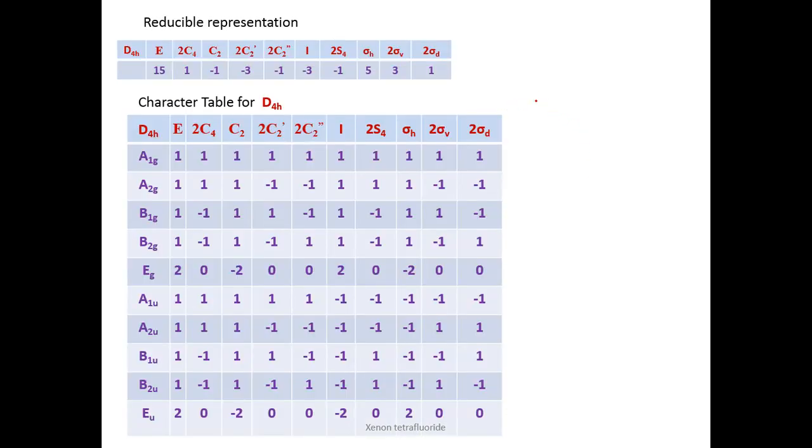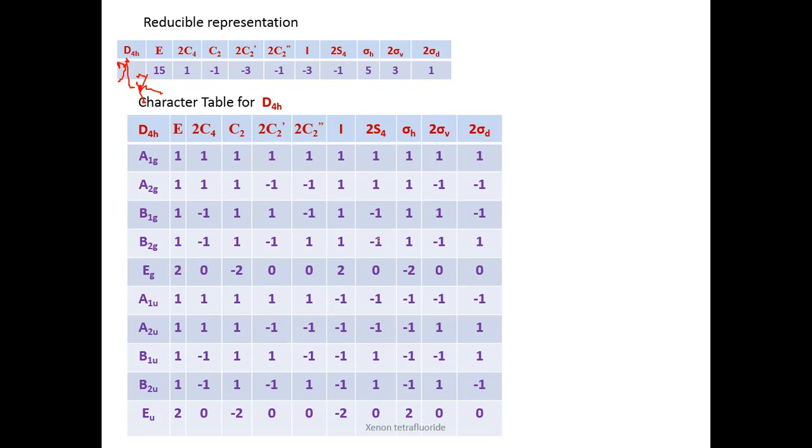First, what we have written here is the reducible representation chi r. These are the numbers which we found out: 15, 1, minus 1, minus 3, minus 1, minus 3, minus 1, 5, 3, 1. The point group is D4h.